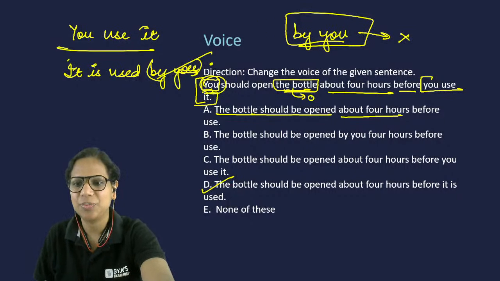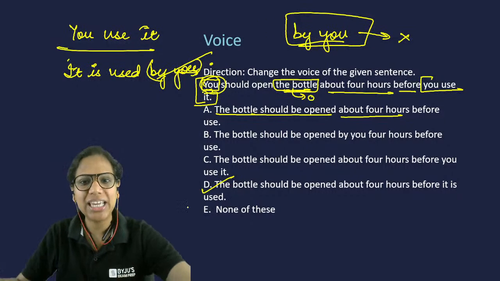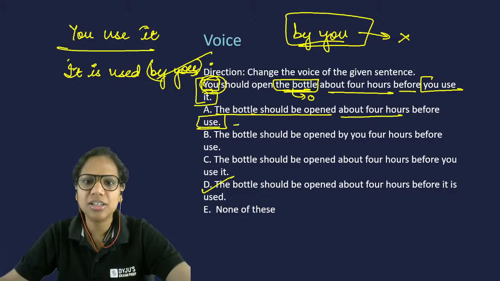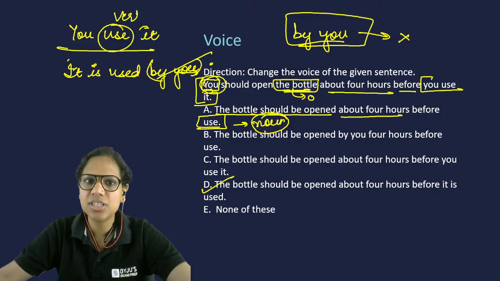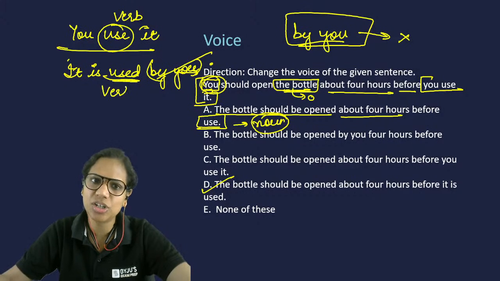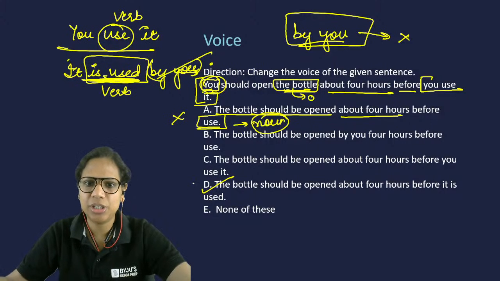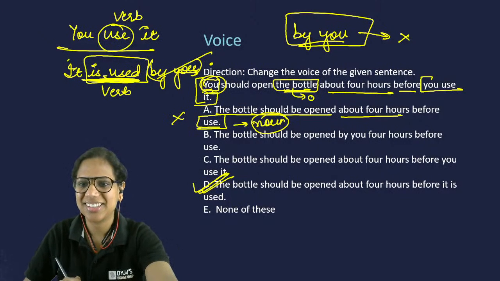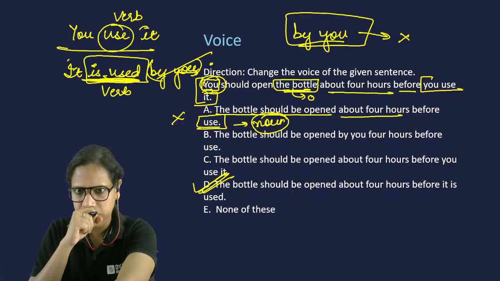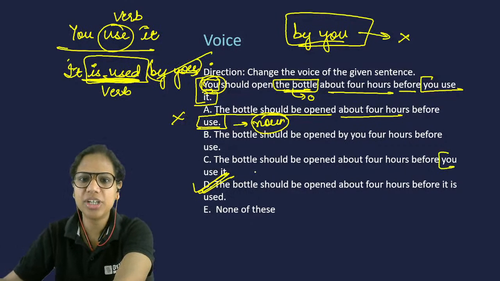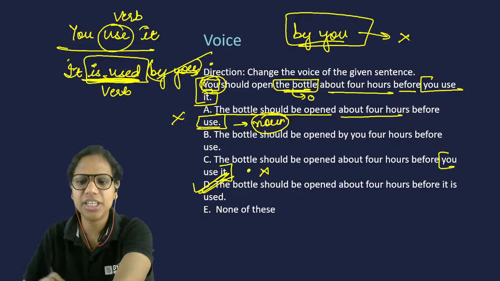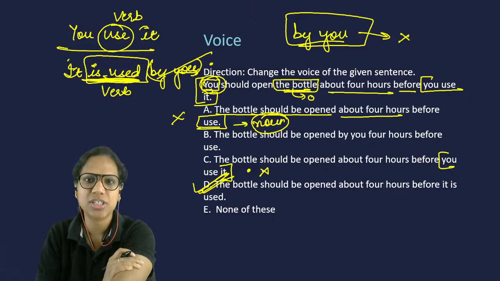D. Not A, because A treats this as a noun. This is not a noun, this is a verb. Use is a verb here. It will retain the structure of a verb. So A is eliminated, D is the answer. C, no, because it retains "you use it". It retains active voice in this clause.